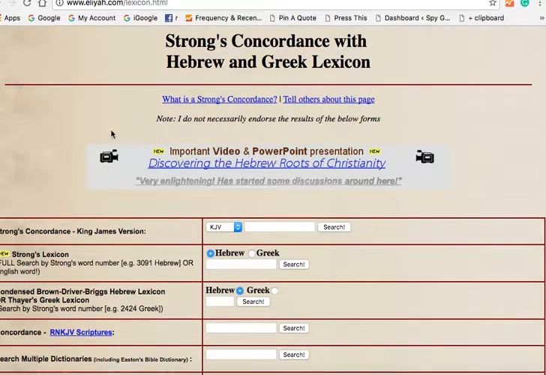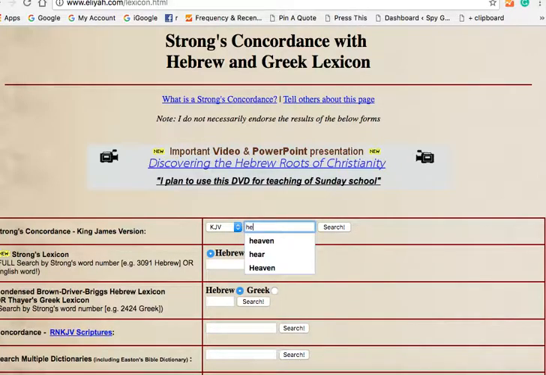Okay, and now this takes us to the very first page, and we can easily start writing the word we're searching for. In this situation, we're going to look for heaven, because it's something that's right at the beginning of the Bible and goes all the way through the Bible itself.